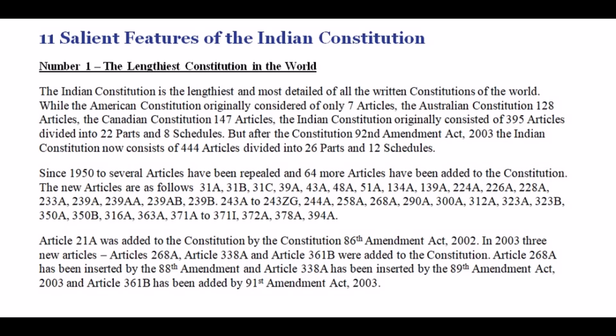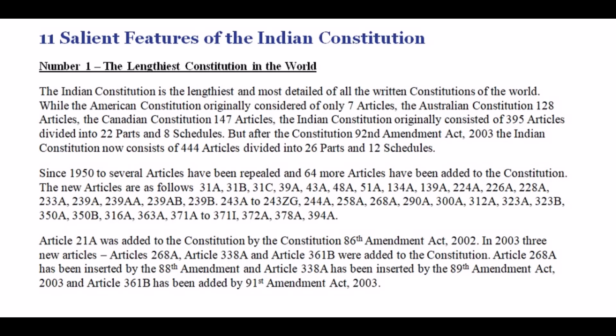11 Salient features of the Indian Constitution. Number 1. The lengthiest constitution in the world. The Indian Constitution is the lengthiest and most detailed of all the written constitutions of the world.